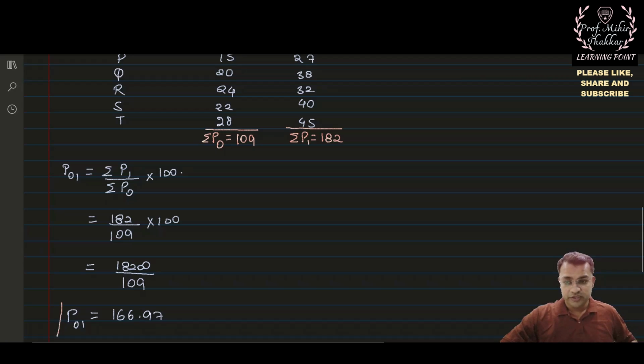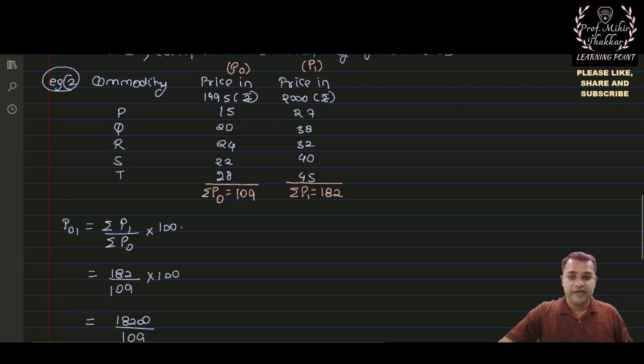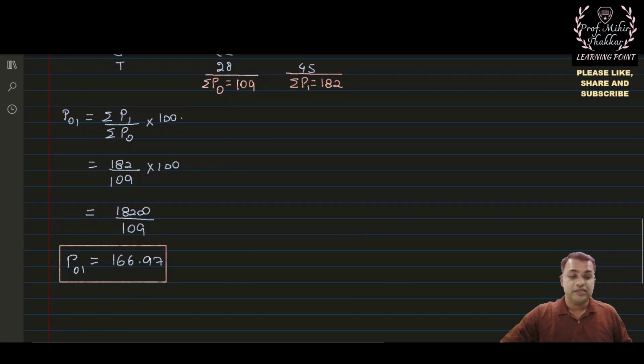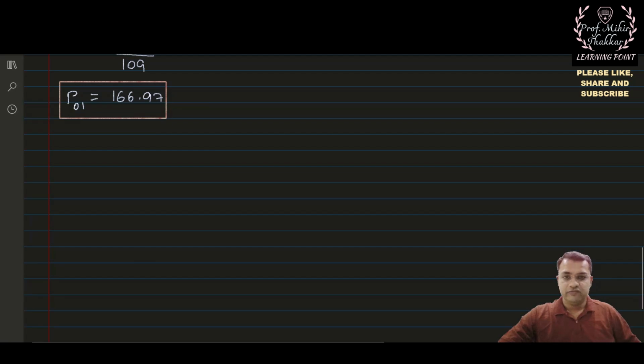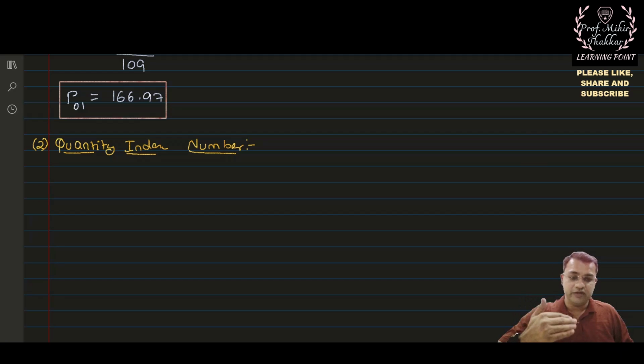So interpretation, once again, it's not asked, but just for your understanding, you can remember that compared to the prices of 1995, in 2000 the prices have increased by 66%. Now the second one that we have is the quantity index number. It is exactly same as what we did for the price. Instead of taking the P0 and P1 values, this time we will take Q0 and Q1 values.